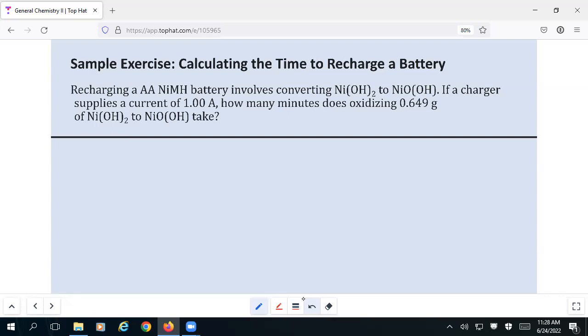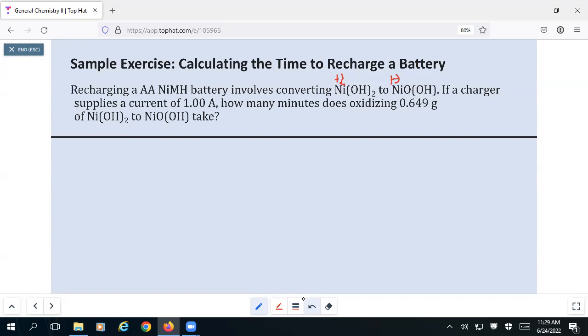All right, here's a different kind of application. It's the same relative idea, but a different application. We're going to recharge a AA battery. In the recharging of that battery, we are going to convert nickel hydroxide to nickel oxide hydroxide. So in that process, we're going from a nickel in the +2 state to a nickel in the +3 state.